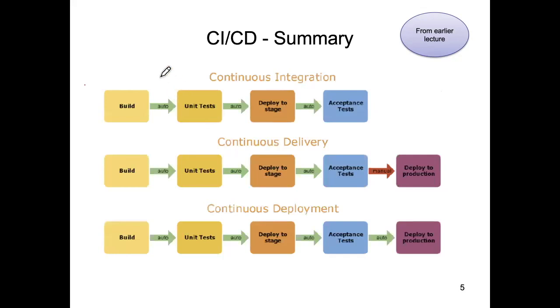This is a graphical representation of the difference between CI, continuous integration, continuous delivery, and continuous deployment. And again, we've seen this before. Now there are a few slight inaccuracies by unit testing here. Let's just call that testing.